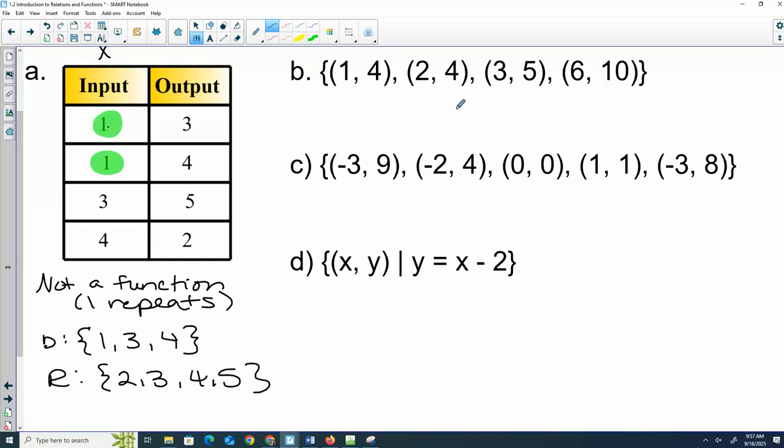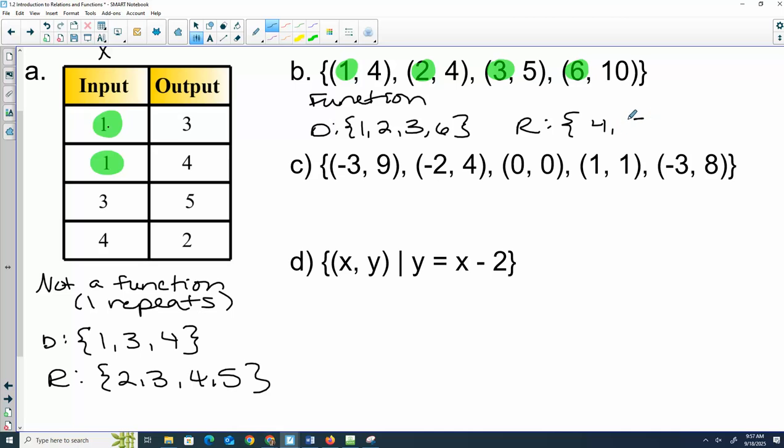Alright, is B a function? Yes. When I look at my x values, they're all different: 1, 2, 3, 6. So my domain is those x values, 1, 2, 3, 6. The range is your y's. What would we put? 4, 5. Doesn't matter that the 4 repeats, we only list it once.